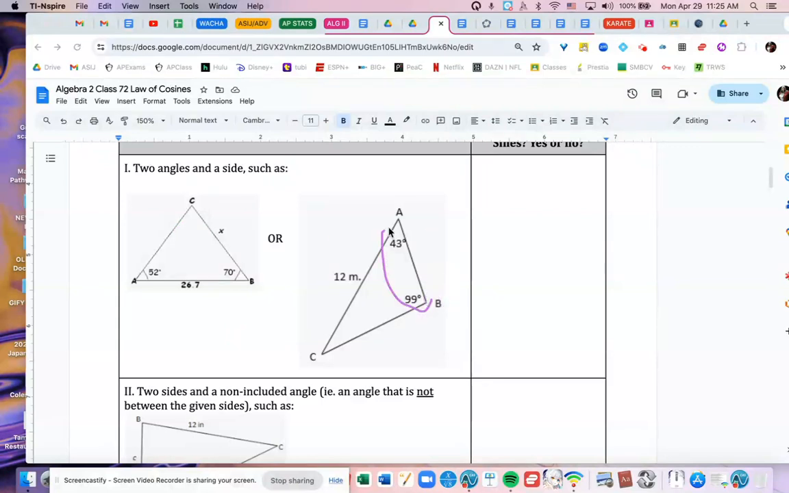Yes. What about this situation? Well, again, look, this is that situation. If you have 2 angles, you can always figure out the third. So I'm always going to know what all 3 angles are, which means I'm also going to be able to use the law of sines.